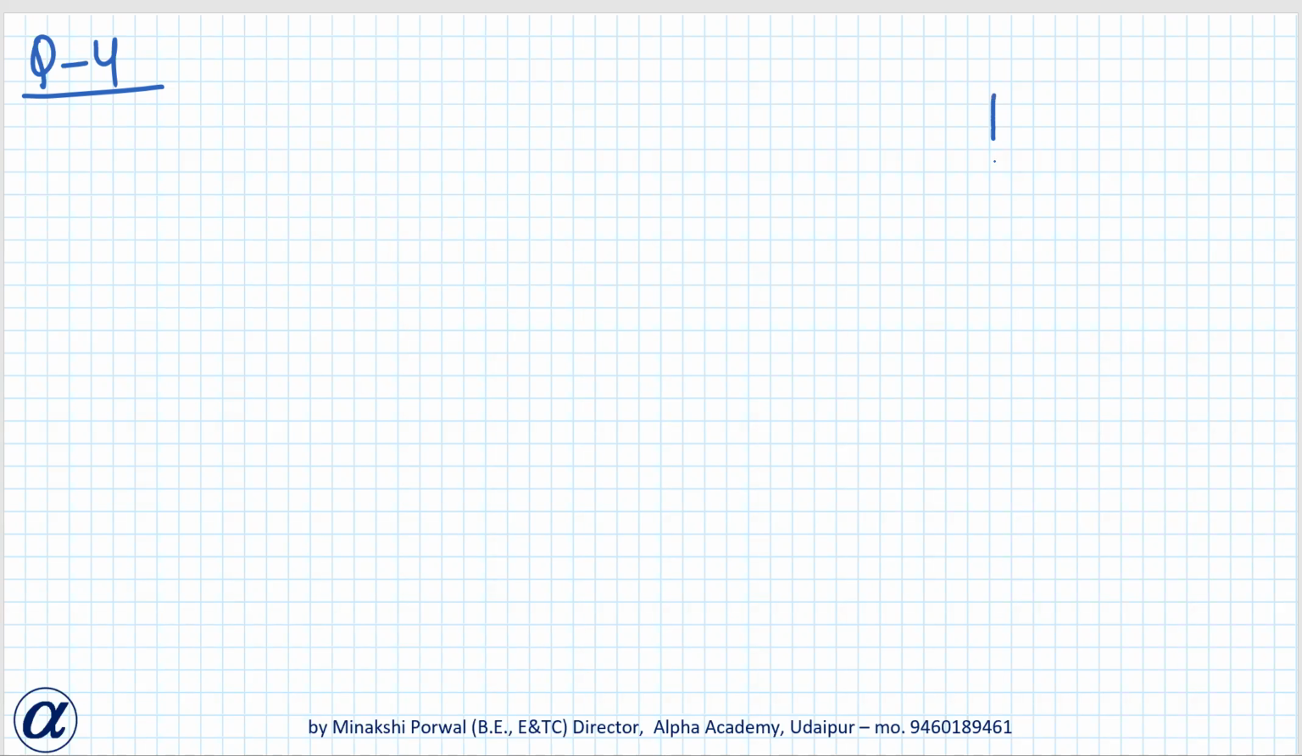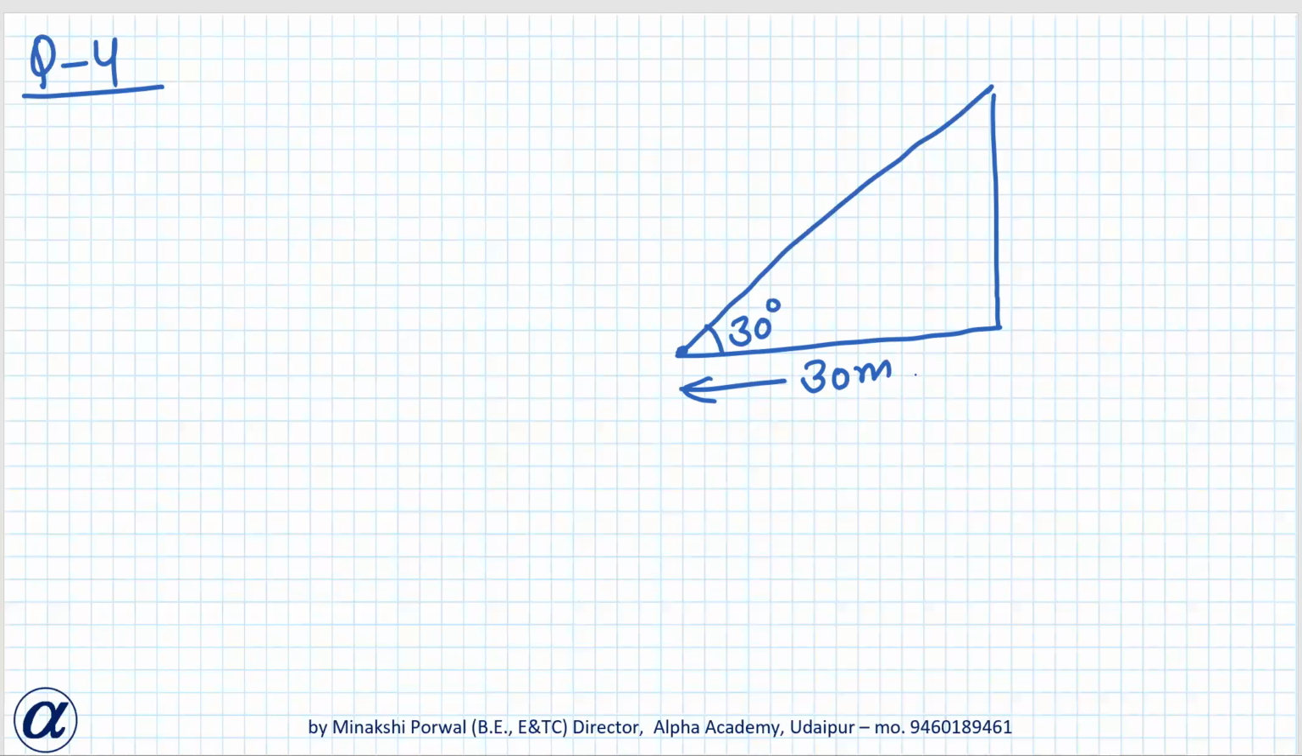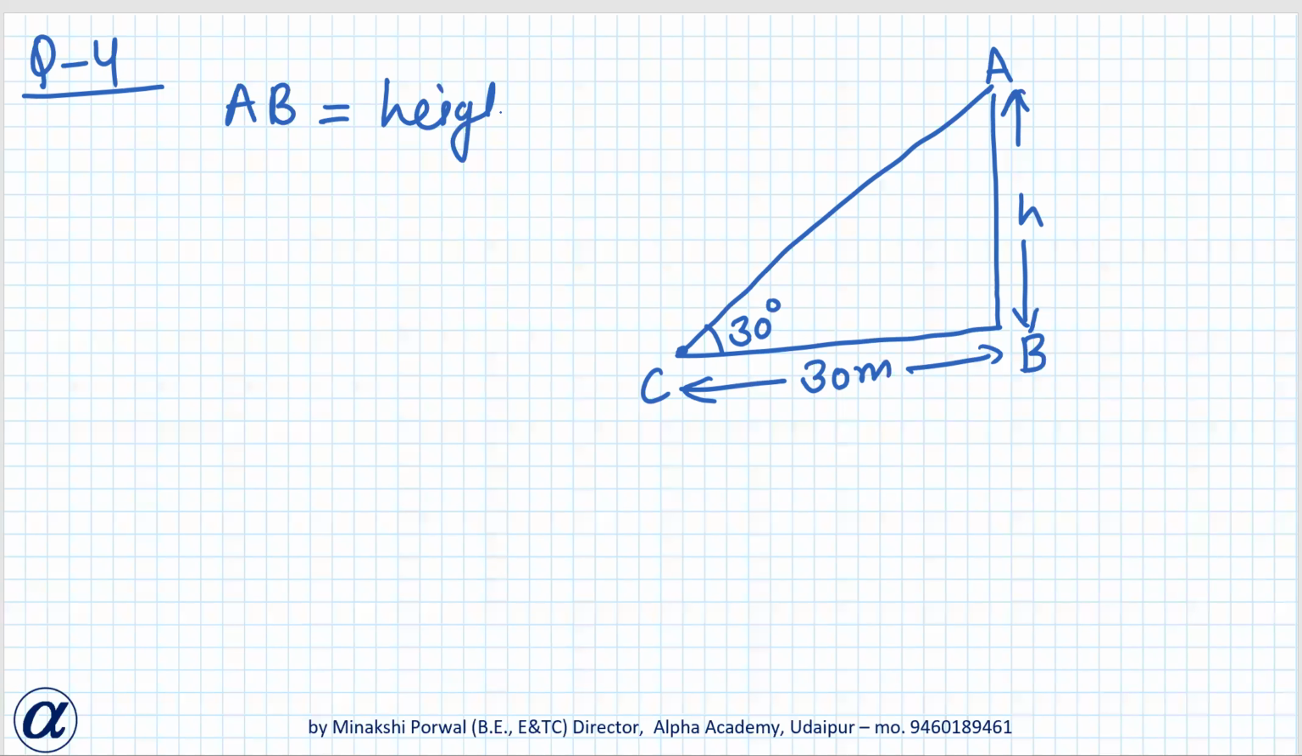So there is a tower. Okay. Angle of elevation of top of tower from a point on the ground. So from this point, angle of elevation is 30 degree, and this point is 30 meters away from the foot of the tower. Okay, so find the height of the tower. We have to find this height. Okay, so A, B and C. AB is height of the tower. Okay, and BC is 30 meters.